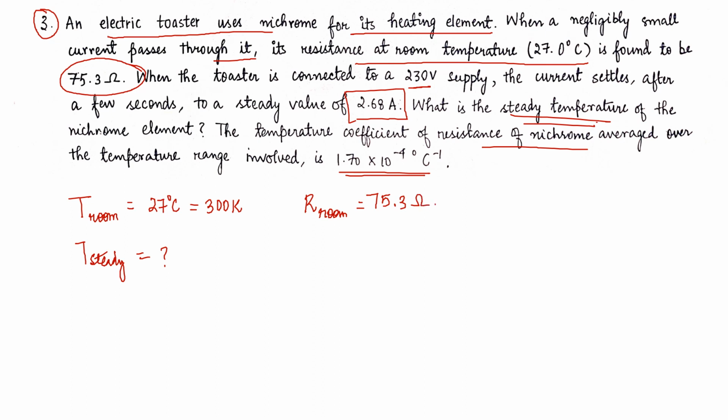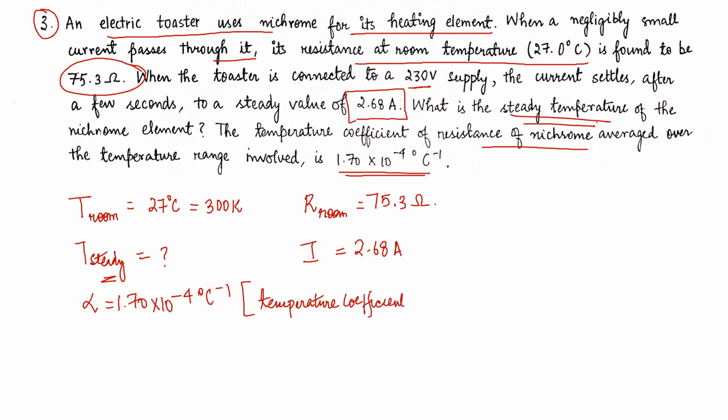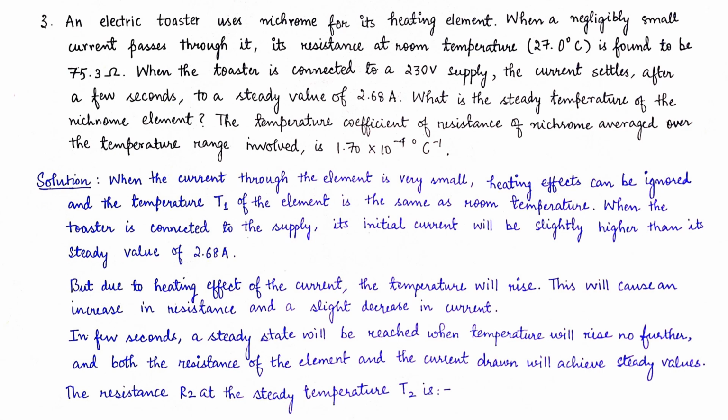At room temperature, R is given as 75.3 ohm, and the current for this steady temperature, I, is given as 2.68 ampere. Then we are given the temperature coefficient alpha as 1.70 into 10 to the power minus 4 per degree centigrade. So we have seen what information was provided, and these are the values which we'll be needing.